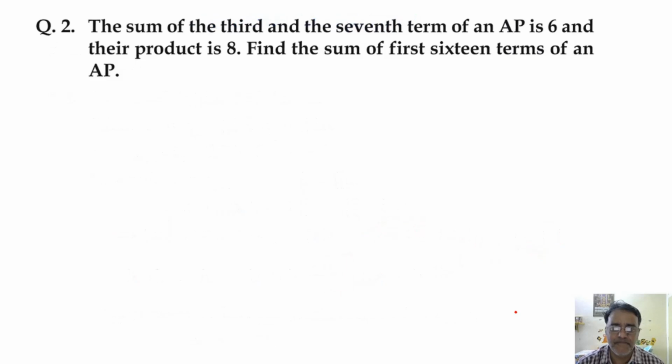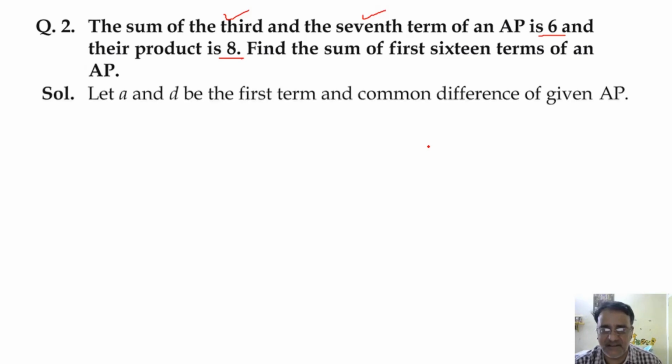Now the second question. The sum of the third and the seventh term of an AP is 6 and their product is 8. So how will you write the third term? A3 is A plus 2D. How will you write the seventh term? A plus 6D. And the sum of both is given as 6.